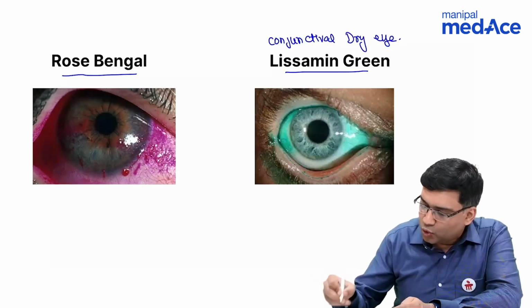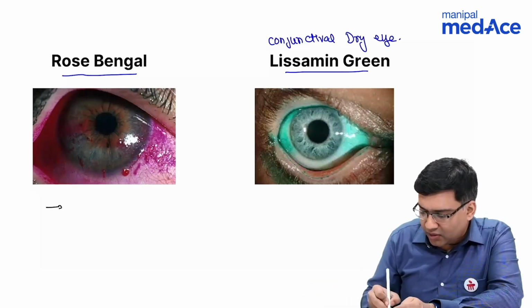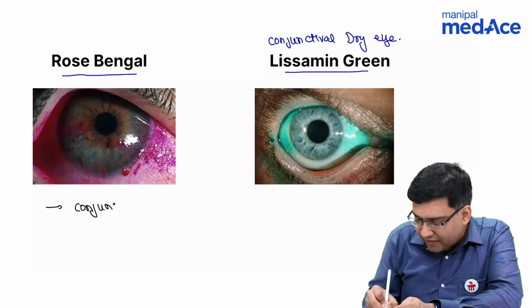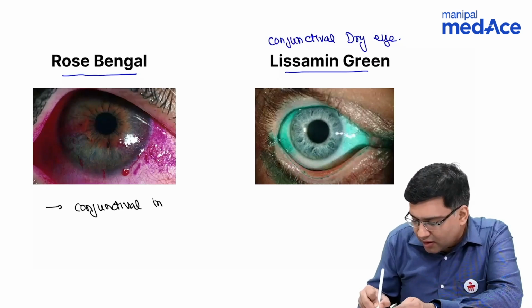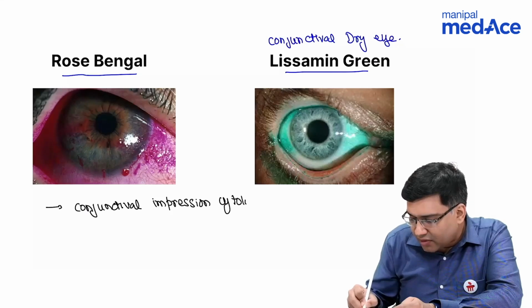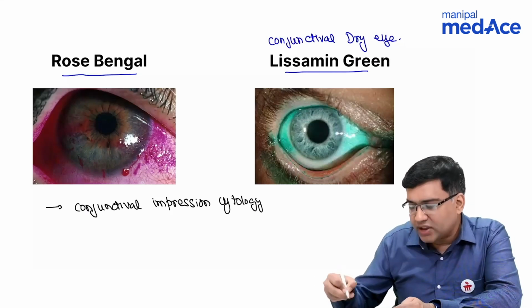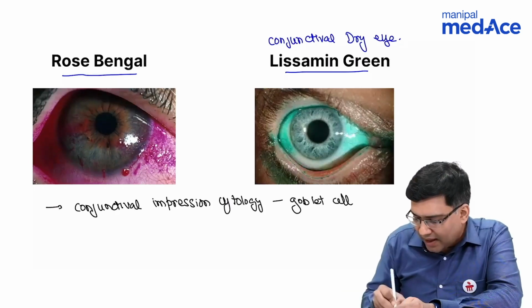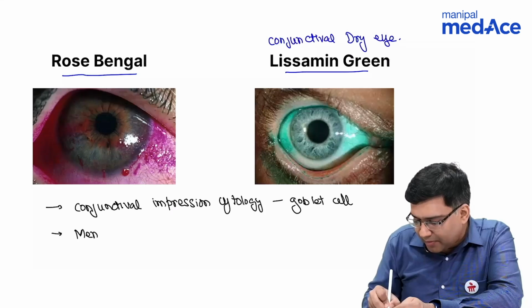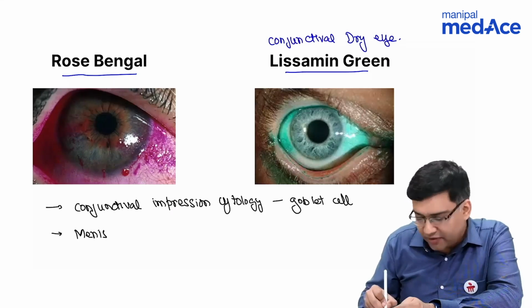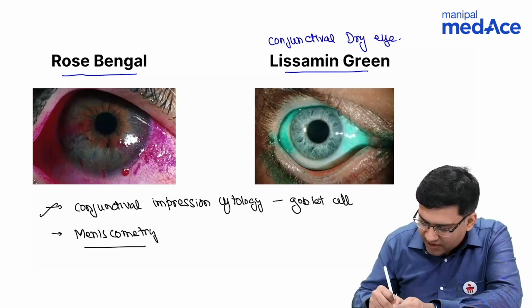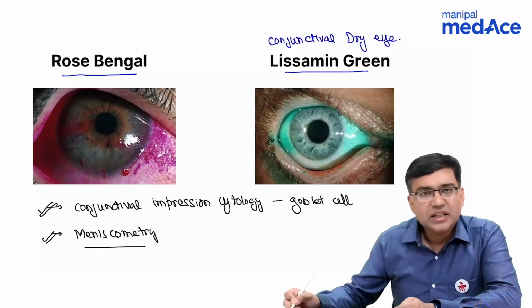And two more tests which are done for measuring the dry eye. First is conjunctival impression cytology, where we put paper over the conjunctiva and then see the goblet cell density there. And we can measure the meniscus of the tear film with the help of machines as well. That is called meniscometry. So these are the new tests also being employed to measure the dry eye.